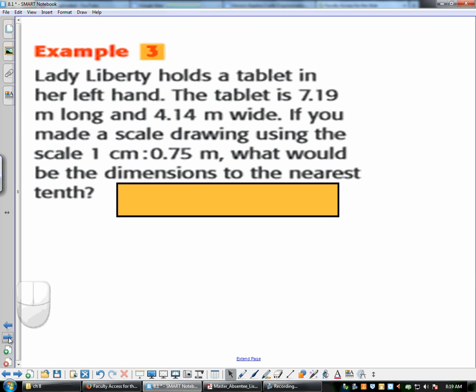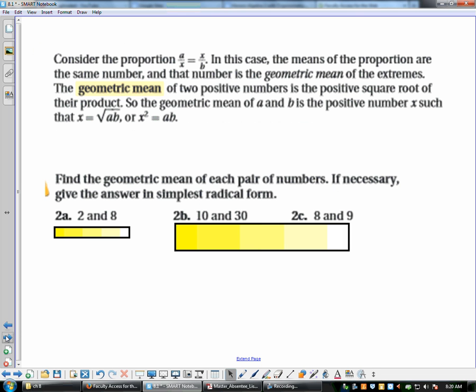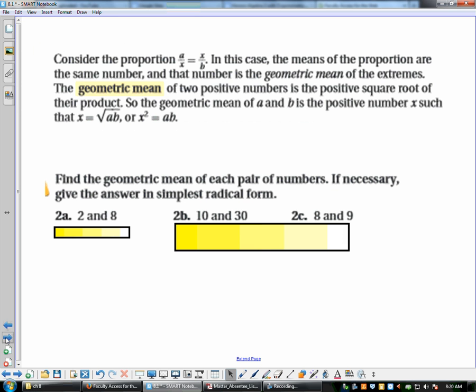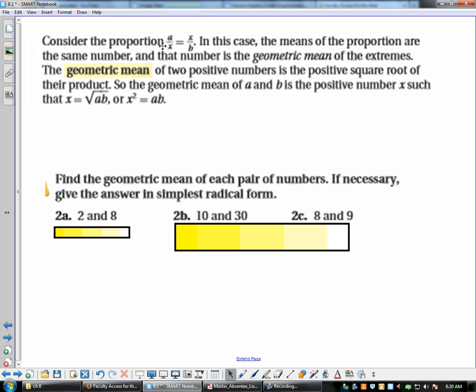All right, so Lady Liberty holds a tablet in her left hand. The tablet is 7.19 meters long. And why do I have this on here? Did we do that one? That was weird. That just popped in there for no reason. Okay. I'm like, why is that in this section?